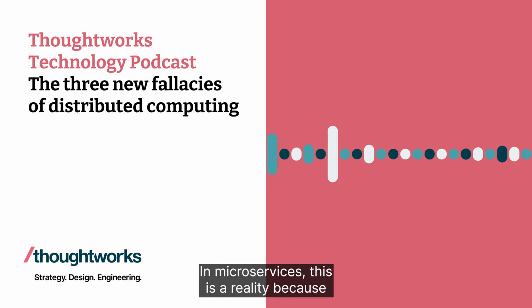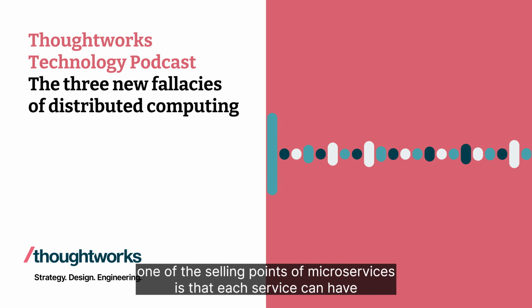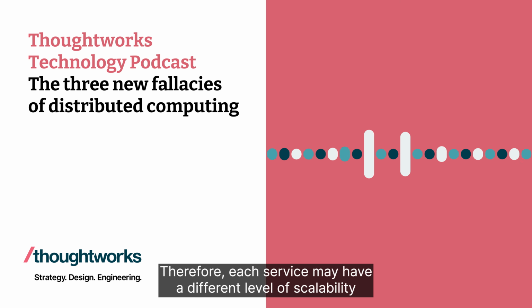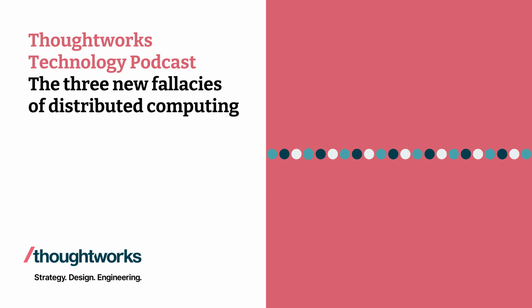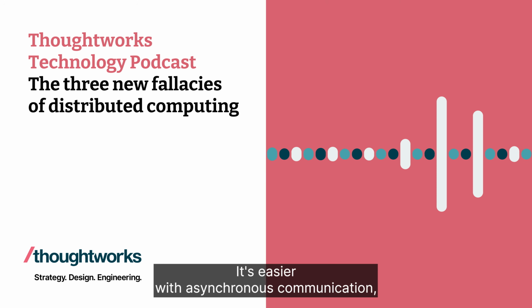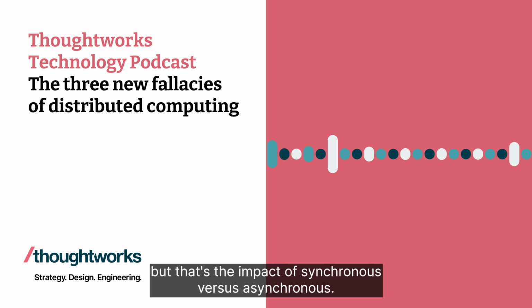And in microservices, this is a reality because one of the selling points of microservices is that each service can have its own set of architecture characteristics. Therefore, each service may have a different level of scalability and responsiveness and elasticity. And so that dynamic entanglement is something that you have to analyze. It's easier with asynchronous communication, but that's the impact of synchronous versus asynchronous. And so that's this whole idea.